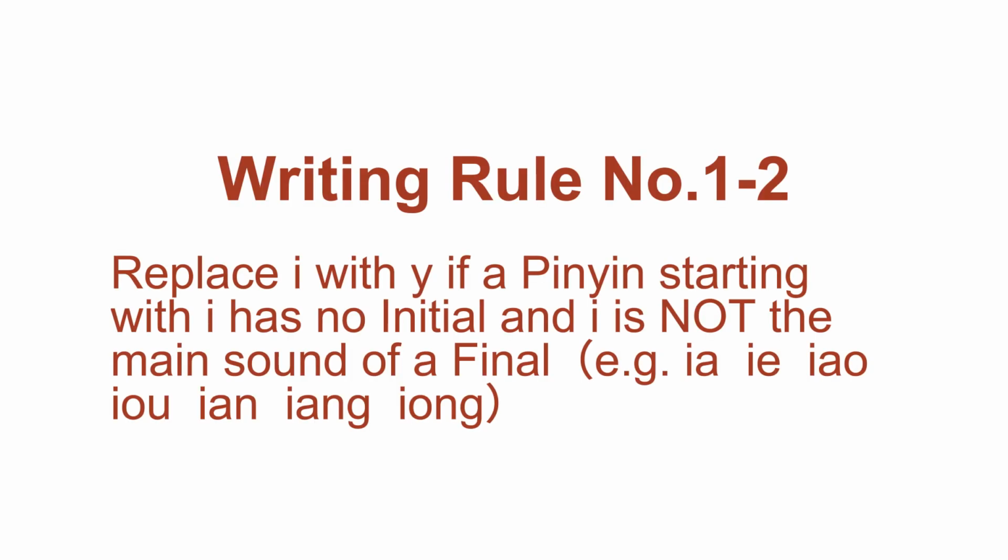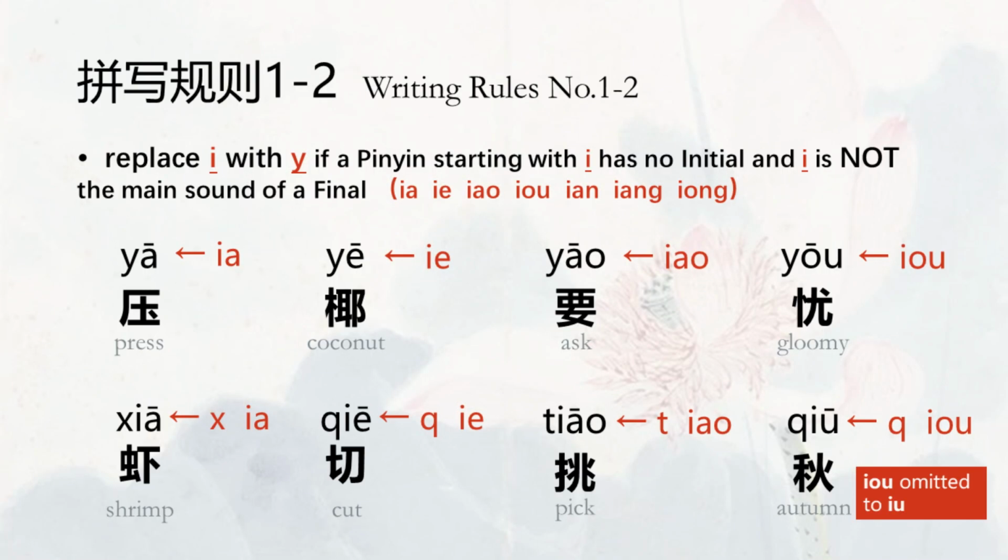Writing rule number 1-2. Replace final E with separation letter E, if a Pinyin has no initial and E is not the main sound of a final. In the Pinyin of characters on the first row, the main sounds of the finals are the letters after E, and E is more like a transition sound. For example, a final with letters E and A is pronounced as ya, ya. You don't pronounce it as E-A, E-A.